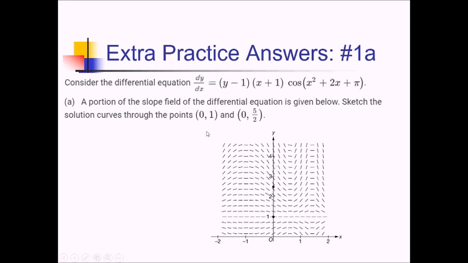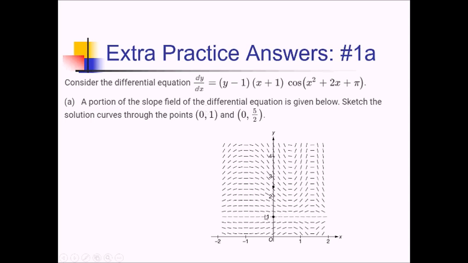We want to sketch the solution curves through (0, 1), which they gave you a little dot for, and also (0, 5/2), which they gave you another little dot for. So basic idea, you have to draw a curve that follows the tangent lines and goes through each of these 2 points. But you're going to get 2 separate curves, one for each point.